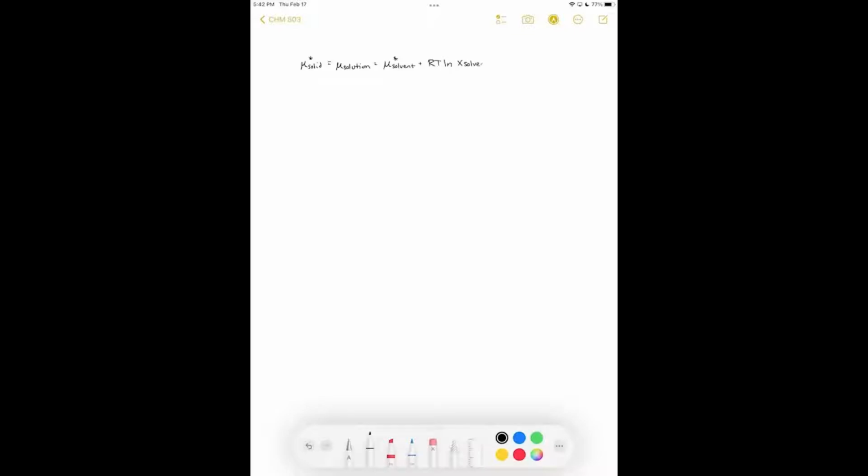We've seen this kind of equation before. So we're having some different chemical potential by the fact that we have a mixture. We can rearrange this equation to obtain that the natural log of the mole fraction of the solvent is equal to the chemical potential of the solid minus the chemical potential of the solvent over RT.